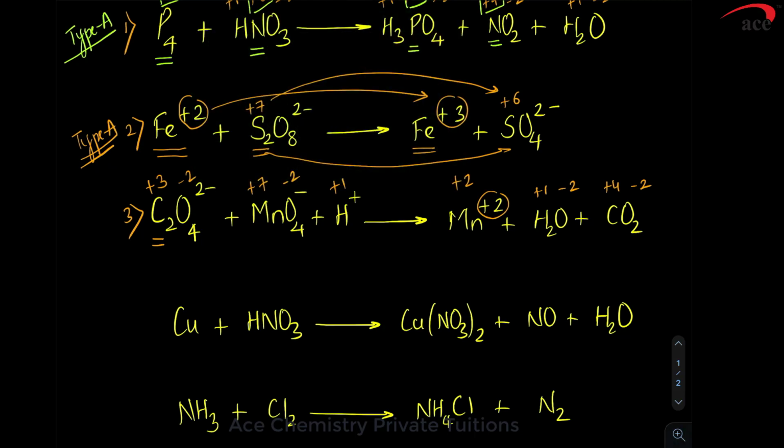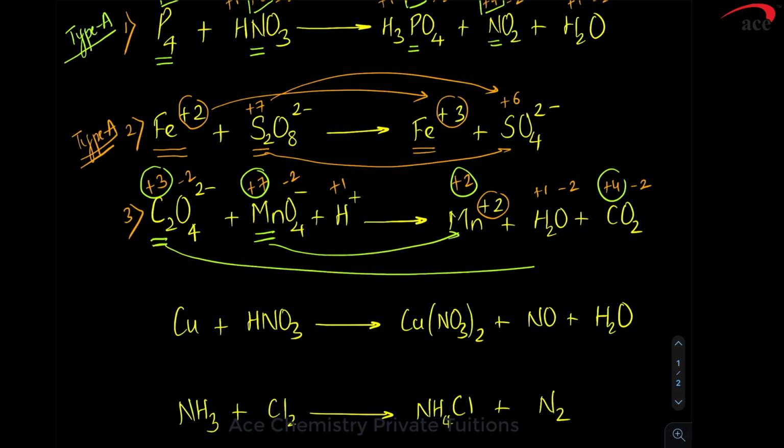Identify those elements whose oxidation number is changing. Carbon is going from plus 3 to plus 4. So, carbon will be critical for balancing a redox reaction. Manganese is going from plus 7 to plus 2. It will also be critical. Manganese is going to one oxidation state, carbon is going to another oxidation state. For us, this is a simple type, we call it type A.